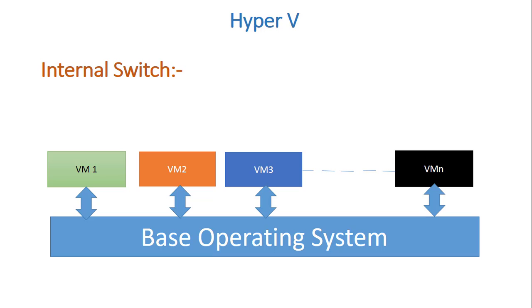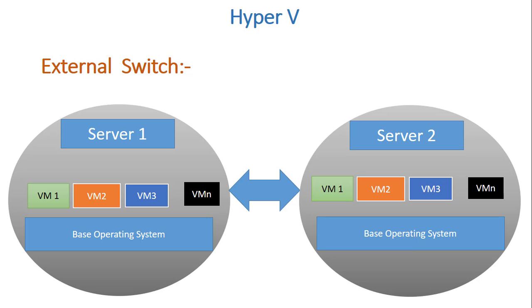Internal switch. Internal switches are basically used for communication from the virtual operating system to the base operating system or hosted operating system. In the diagram, virtual machine 1 wants to communicate with the base operating system or host operating system, so the internal switch is used. But VM1 communicating with VM2 is not possible because its switch type is internal. Similarly, VM3 communicates with the base operating system using the internal switch.